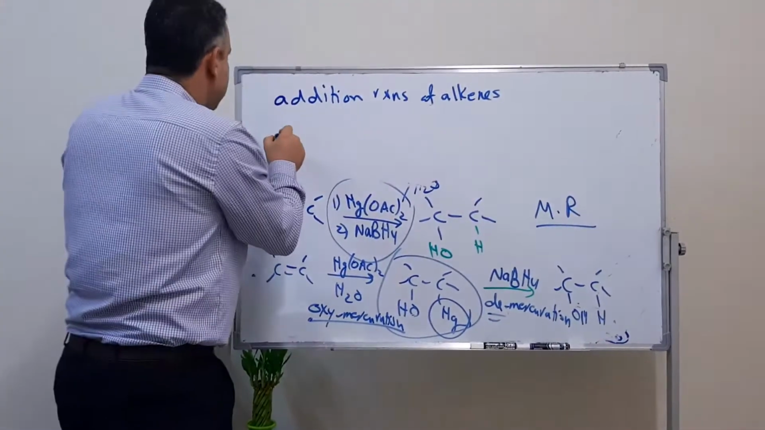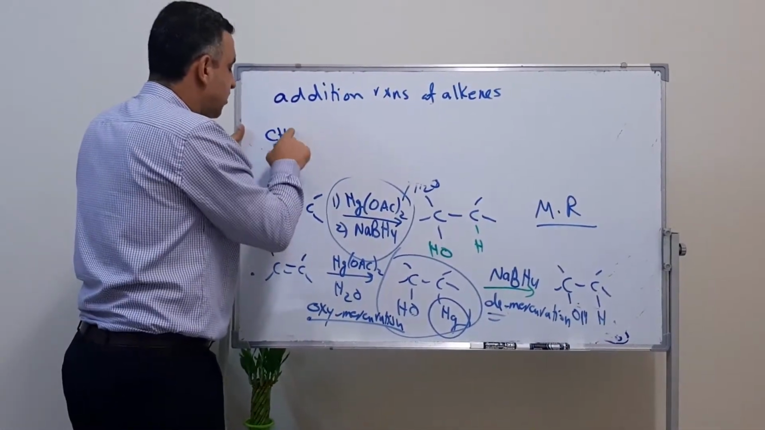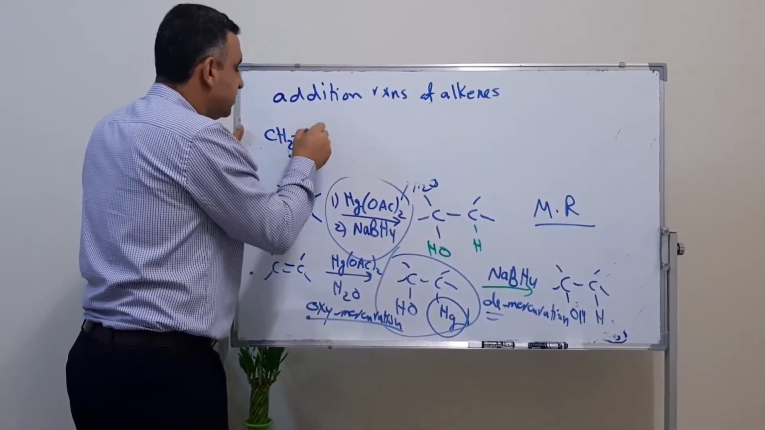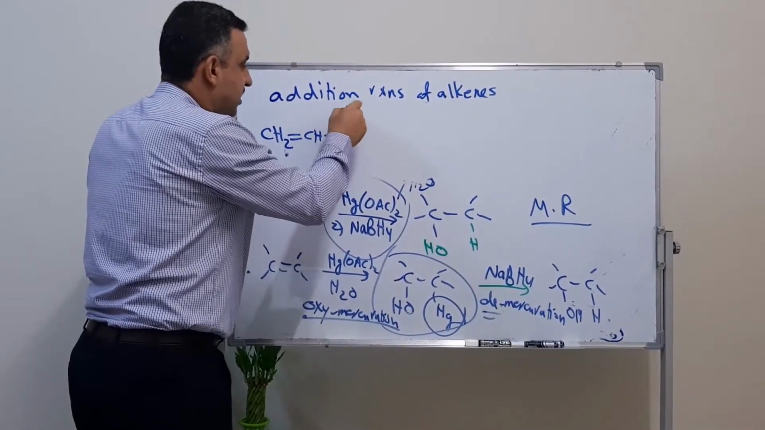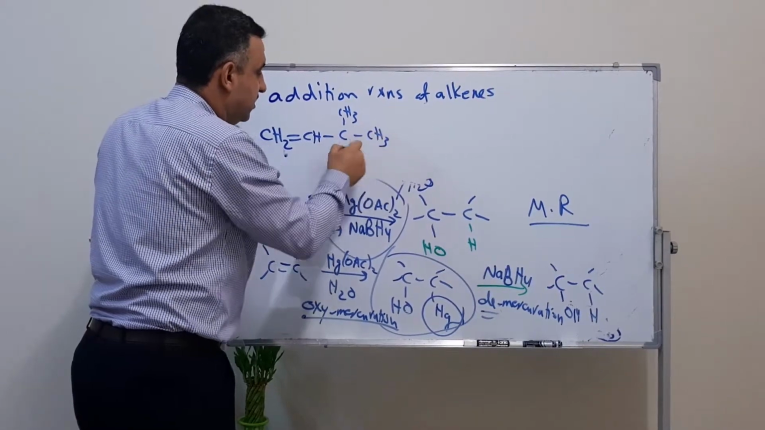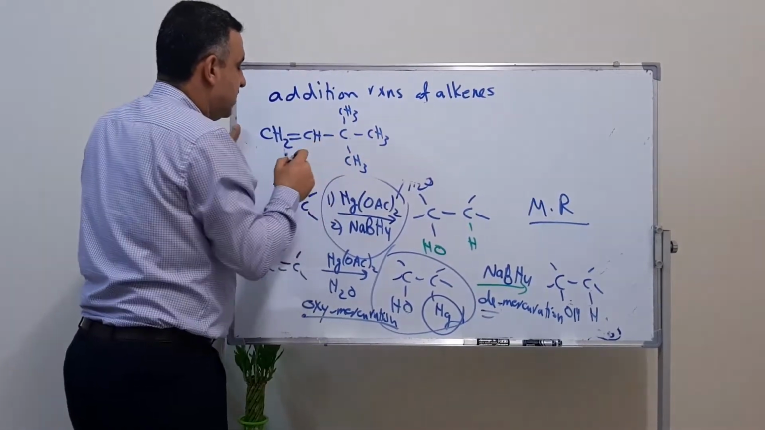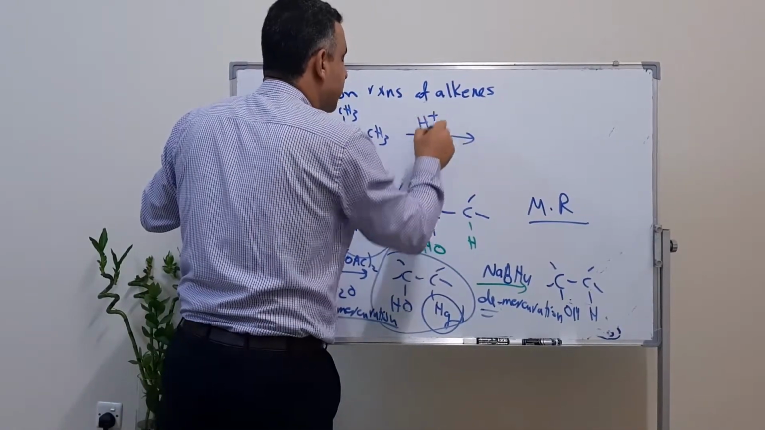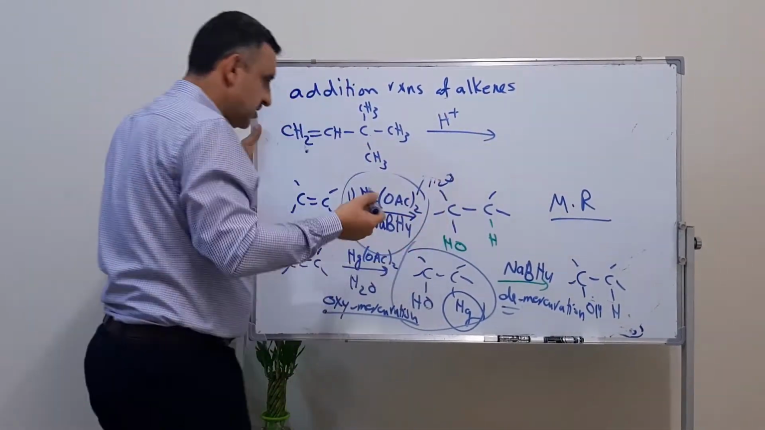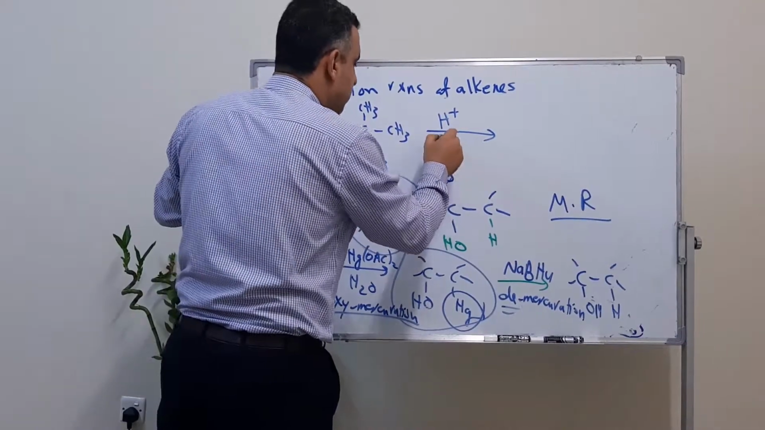Now, for example, if you have this CH3, CH2, CH, then C, CH3, CH3, then CH3, and then you allow this to react with H plus, in this case H plus with water.